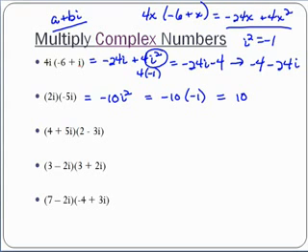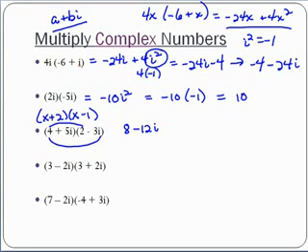Okay, the third one. This works similar to what we do if we had an expression like this. Well, what do we do with that to multiply it? We double distribute, or we FOIL. So that's what I have to do here. I'm going to take 4 times 2. I need to take 4 times negative 3i. I need to take 5i times 2.